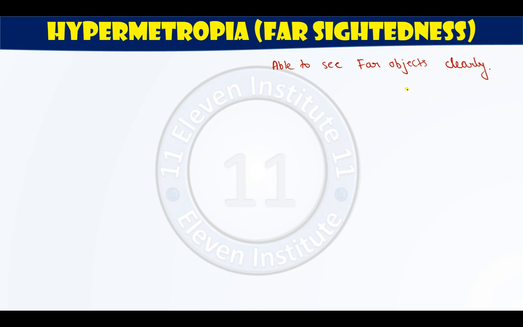We are able to see the far objects clearly. So there is a problem in seeing nearby objects. There is a problem in seeing the nearby objects. Right? So that is the meaning of far sightedness.